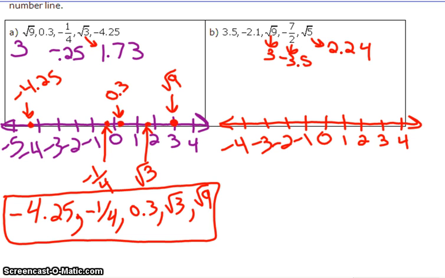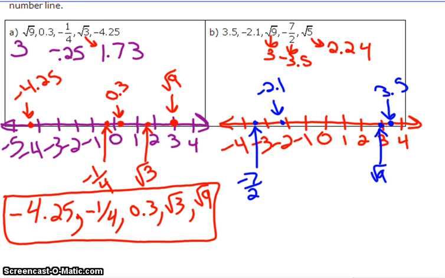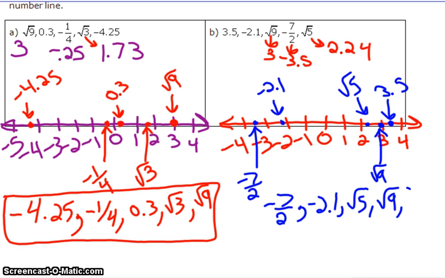So, I have 3.5, so that's right in the middle. I have negative 2.1. I have the square root of 9, which is also 3. I have negative 7/2, or negative 3.5. I have the square root of 5, which is 2.24. So now I can see them in order from least to greatest. I have negative 7 over 2, negative 2.1, the square root of 5, the square root of 9, and 3.5.